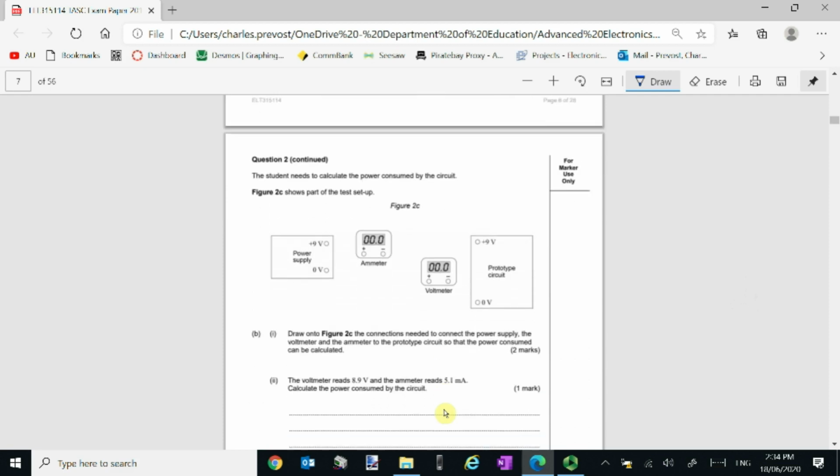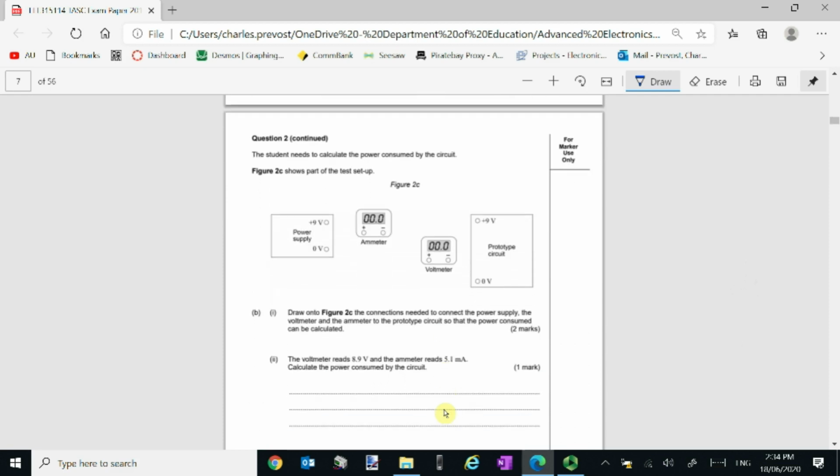Let's go into the next part of this question. The student needs to calculate the power consumed by the circuit. So this is another basic principles type question. Okay, so we've got a power supply, we've got an ammeter and a voltmeter, and here's our circuit. So draw how the connections should be made.